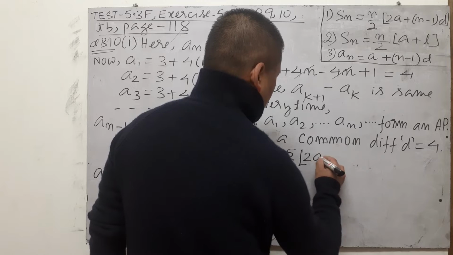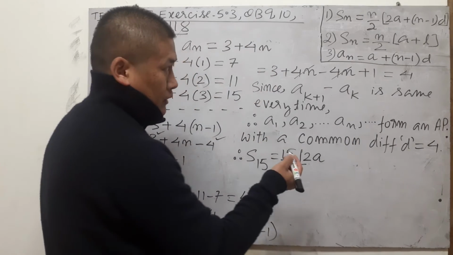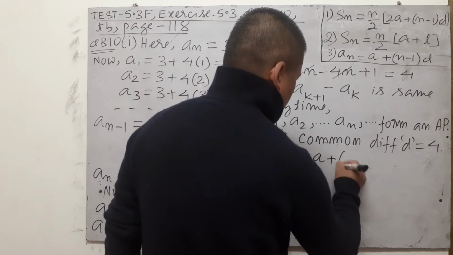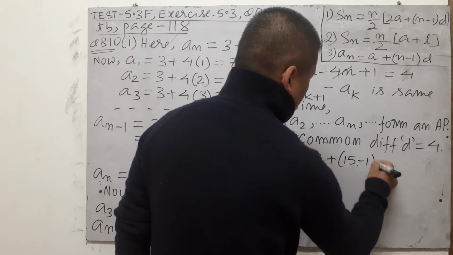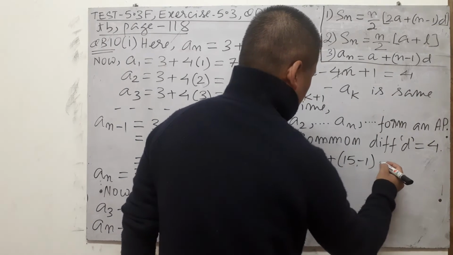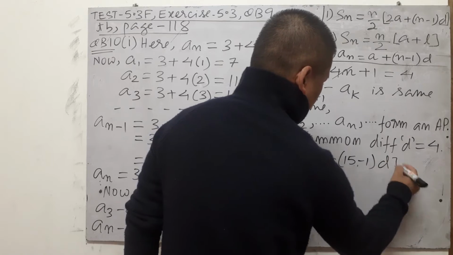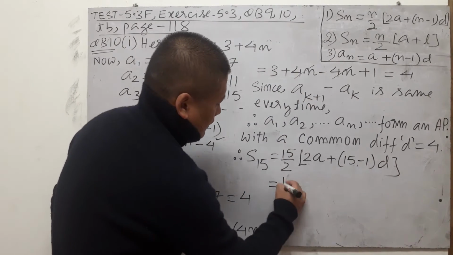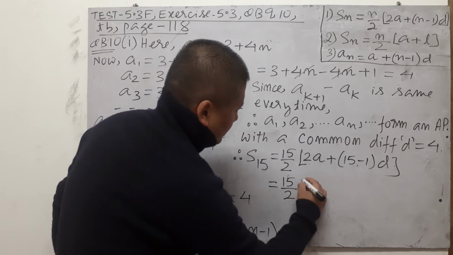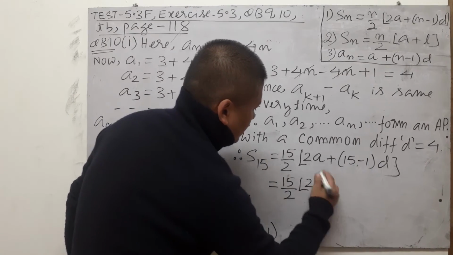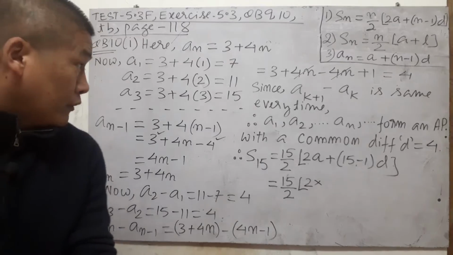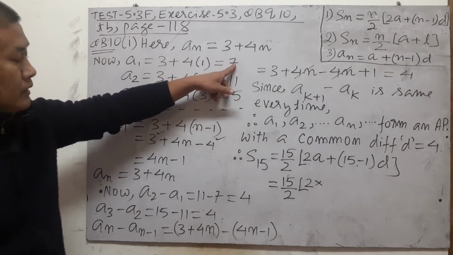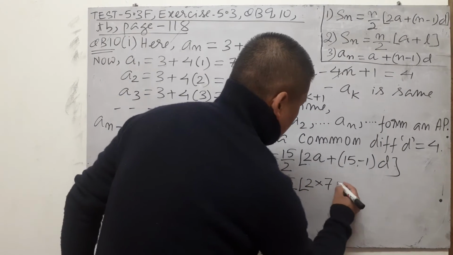2a, or a1, 2a plus (n minus 1) into d, where n is 15, so 15 minus 1. Just write the formula once. So let's do it slowly. 15 by 2, 2 into a, meaning the first term, a or a1. So here the a1 value is 7. So you put 7 there.